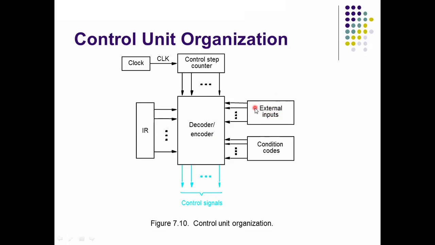What are these external inputs? Suppose any external signals like MFC, memory function complete, or interrupt signals occur, then those will be given from these external inputs. MFC signals and external interrupt signals are given by using these external inputs. Next, the control step counter. Here we are using a clock. What is meant by clock? In the first unit also we learned this.